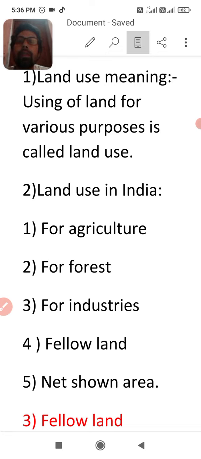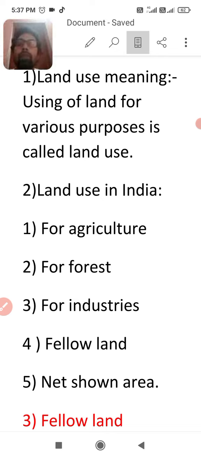In 10th class geography, we started lesson number 1, and this is the third lecture of lesson number 1. Today, we are going to read about land use in India and the problems related to land. So, I hope you got all the points related to topics number 1 and 2 that I taught you.